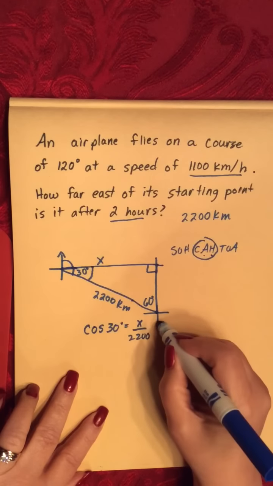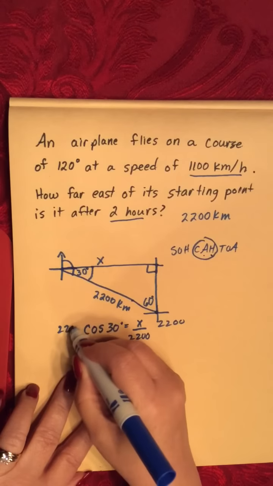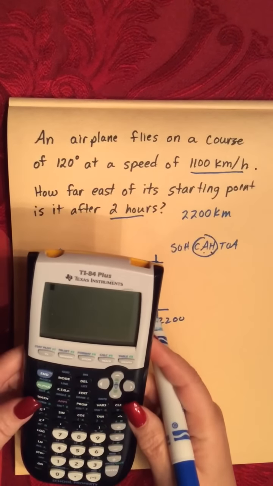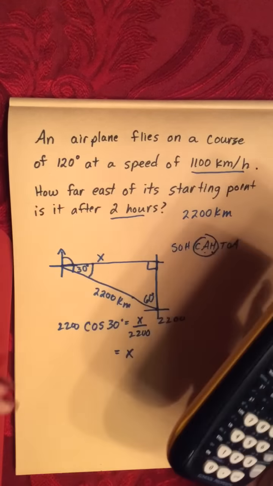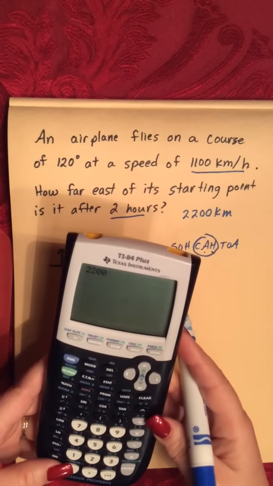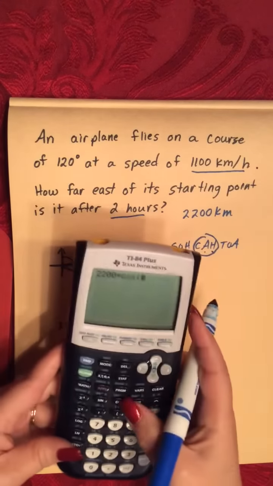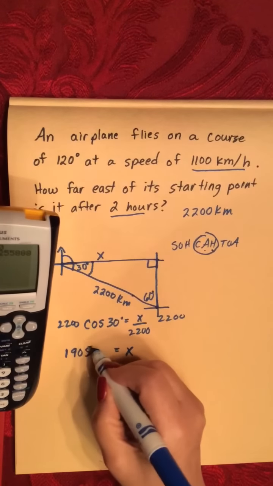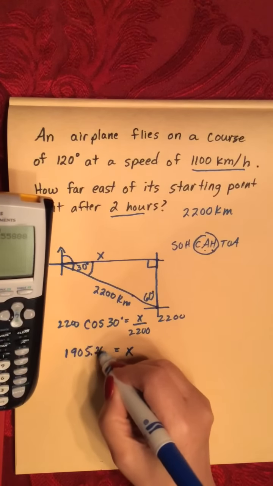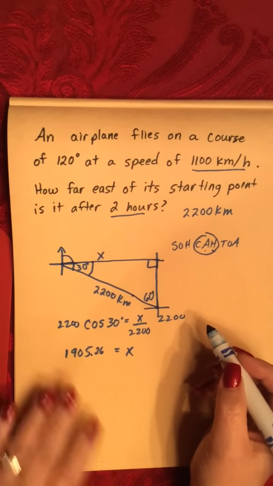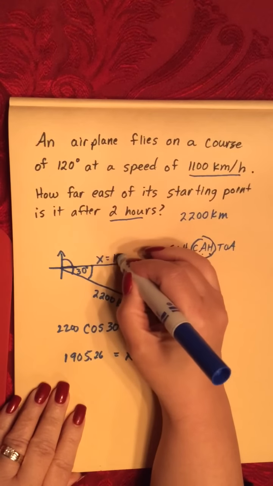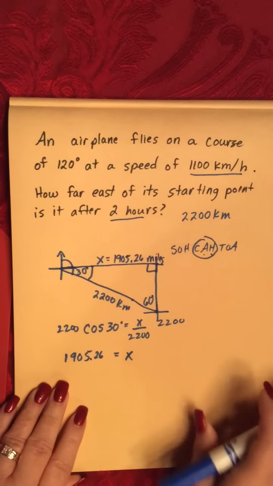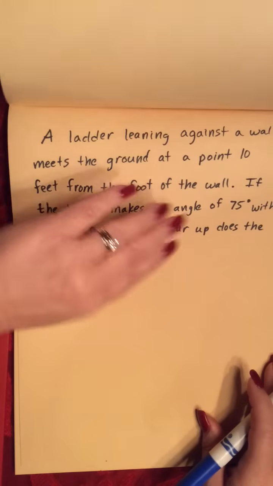Then to solve for x, I'll just multiply both sides by 2,200. And now I'll get x equal to, double check the calculator, make sure that it is in degree mode, and it is. So then I'm just going to go 2,200 times cosine of 30. And I get that x is equal to 1,905.26. So the answer then is, how far east of its starting point is it after 2 hours? It is 1,905.26 kilometers. That is our answer. Let's go ahead and look at the next problem right after this.